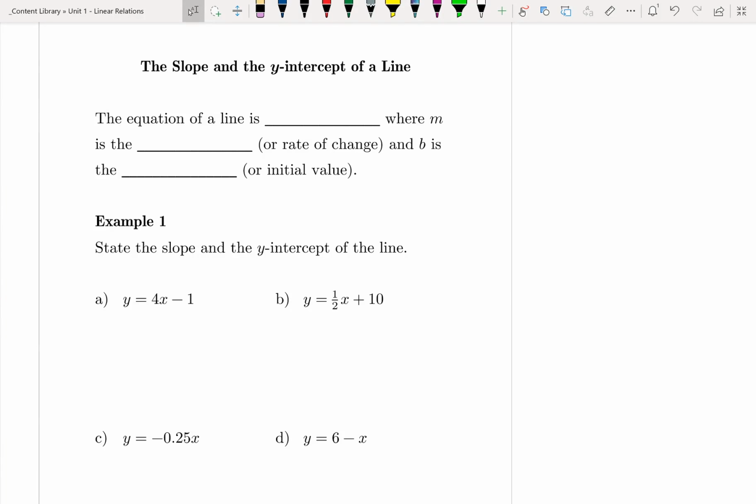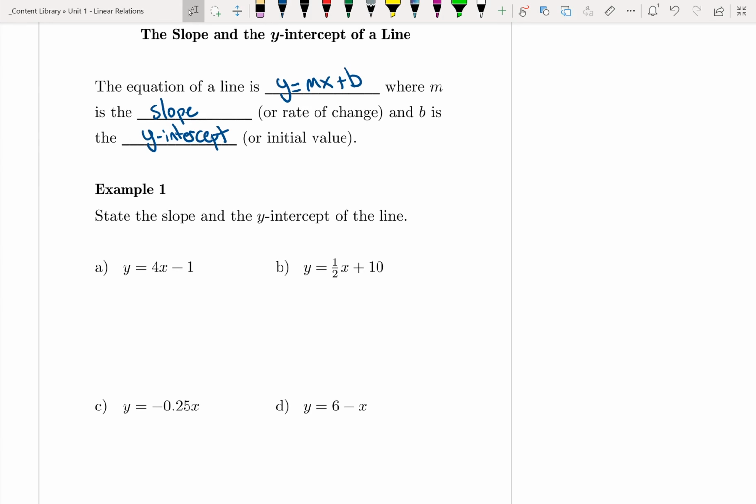In today's note, we're going to be looking at the slope and the y-intercept of a line. So the equation of a line is y equals mx plus b, where m is the slope, or also known as the rate of change, and b is the y-intercept, or also known as the initial value.